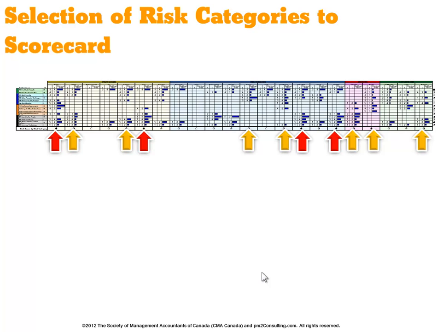The net is, to begin with, we're recommending you identify 10 to 15 risk categories that you want to progress this analysis on. Later on, you can come back and build out the rest.